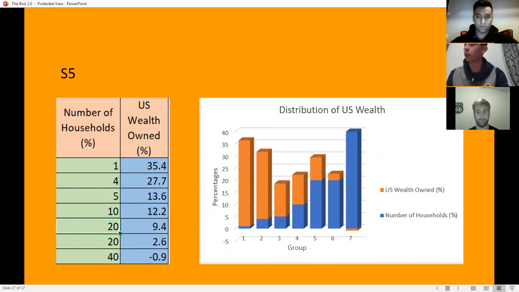In the fourth group, the number of households is 10%, while the U.S. owned wealth is at 12%. At every other point on the graph, either the U.S. owned wealth is a lot more than the percent of U.S. households, or it's the opposite, where the percent of U.S. households is a lot more than the U.S. owned wealth.